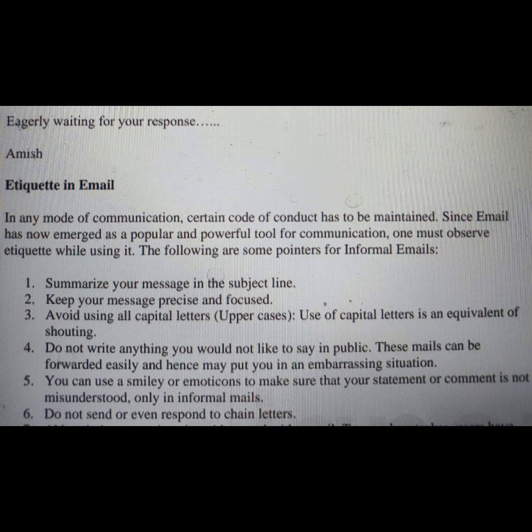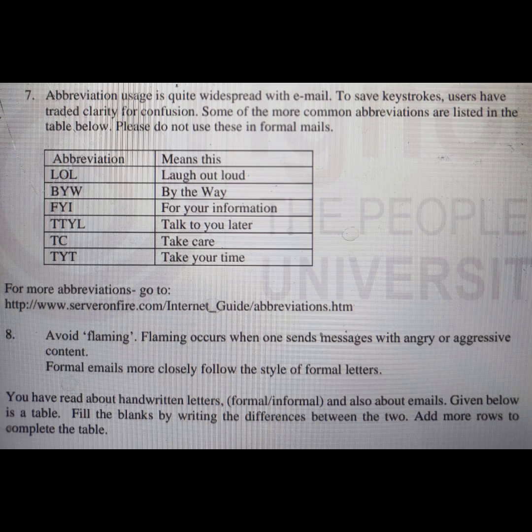5. You can use a smiley or emoticons to make sure that your statement or comment is not misunderstood, only in informal mails. 6. Do not send or even respond to chain letters. 7. Abbreviation usage is quite widespread with email. To save keystrokes, users have traded clarity for confusion. Some of the more common abbreviations are listed in the table below. Please do not use these in formal mails.